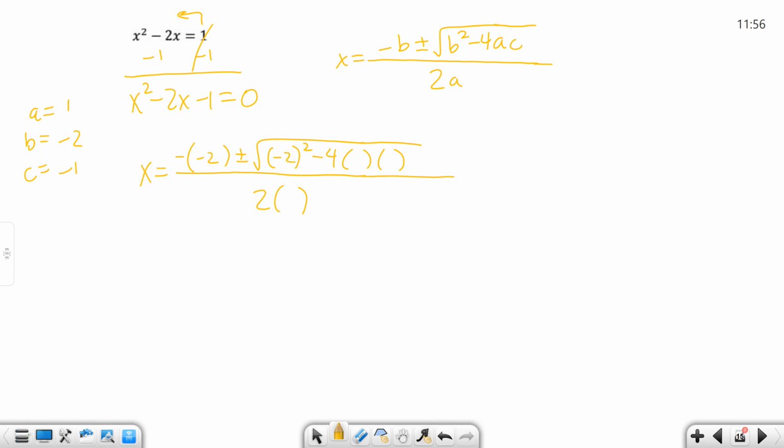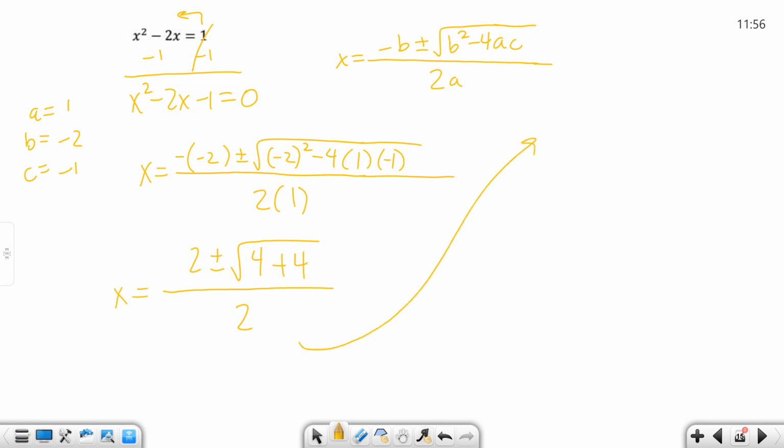So then b is negative 2, a is 1, and c is negative 1. So negative of negative 2 is 2, plus or minus the square root of, this is 4, and then plus 4, right? 4 times 1 is 4, and it's negative times negative, all over what? 2.